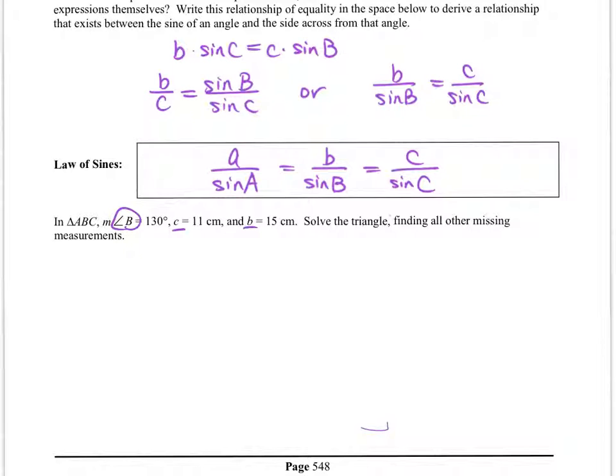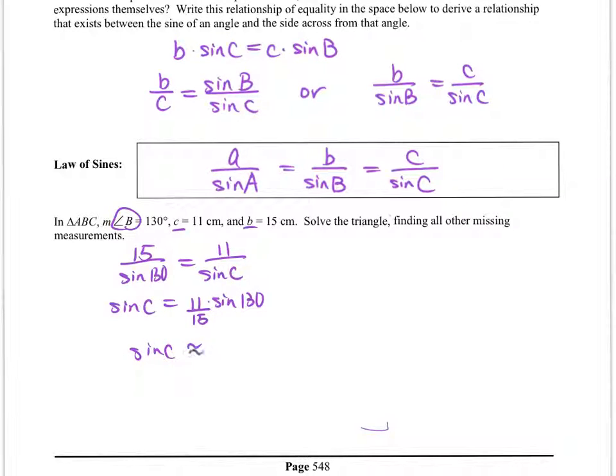So I've got angle B there, so I'm going to start with B. 15 over sine B, which is 130, should equal 11 over sine C. And sine C now should be 11 over 15 times sine of 130. And sine C should be approximately 0.56. So if you look for the inverse, so C, I should really say angle measure of C, should be approximately 34.2 degrees.